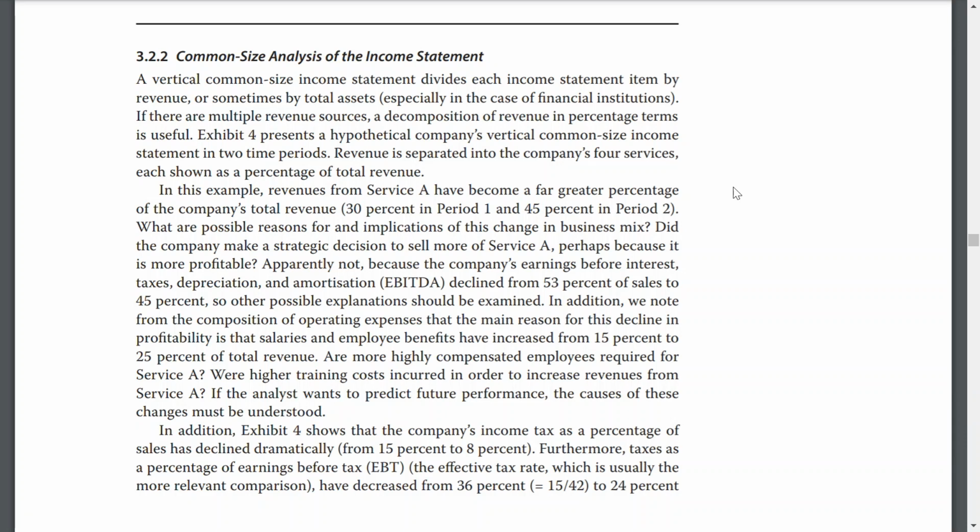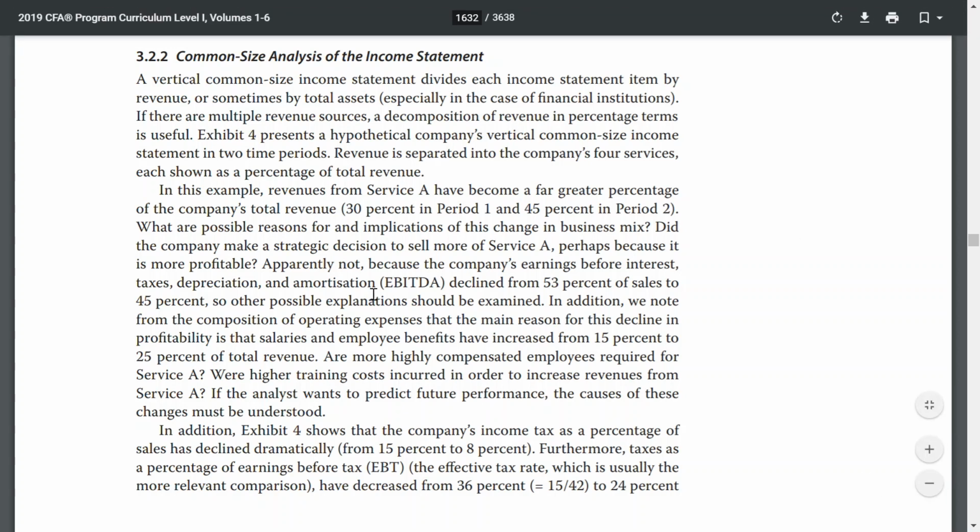A vertical common size income statement divides each statement item by revenue, or sometimes by total assets. If there are multiple revenue sources, decomposition of revenue in percentage terms is useful. Exhibit 4 presents a hypothetical company's vertical common size income statement. In 2 time periods, revenue is separated into the company's 4 services, each shown as a percentage of total revenue. In this example, revenue from service A has become a far greater percentage of the company's total revenue, 30% in period 1, 45% in period 2.